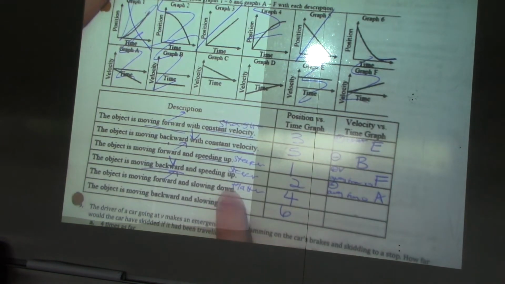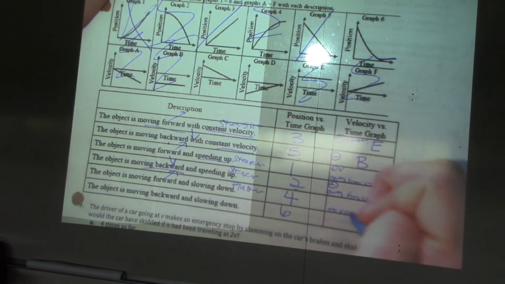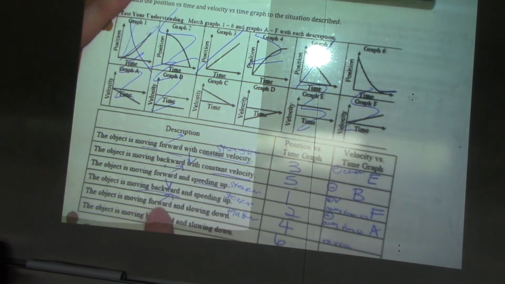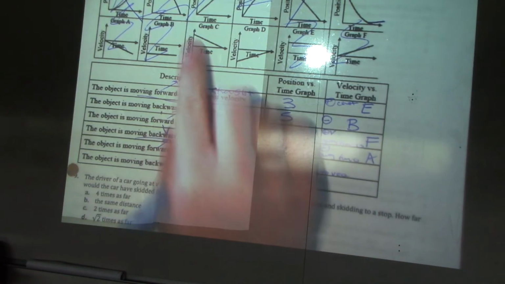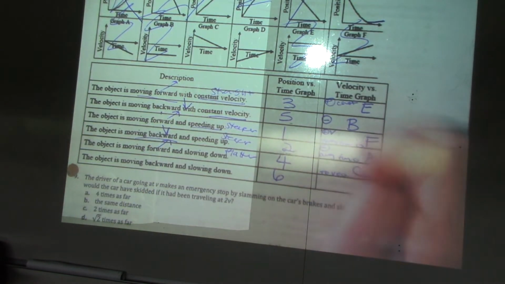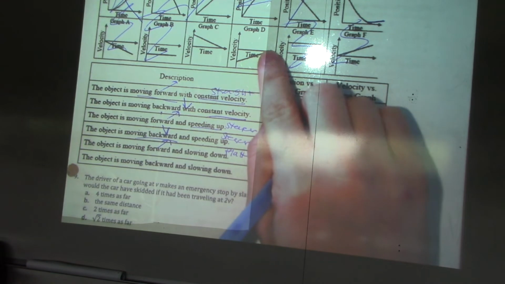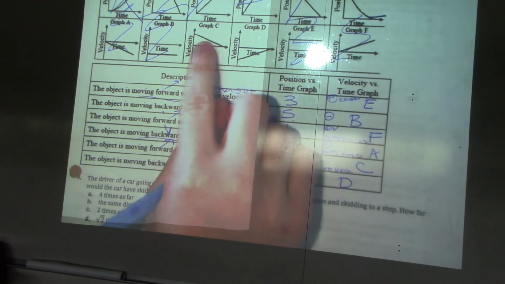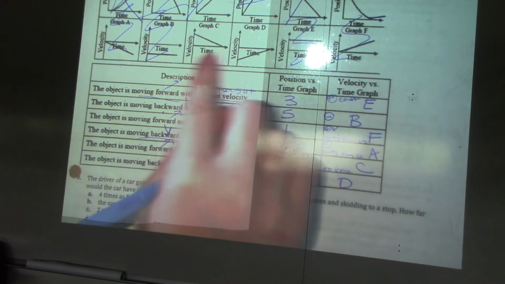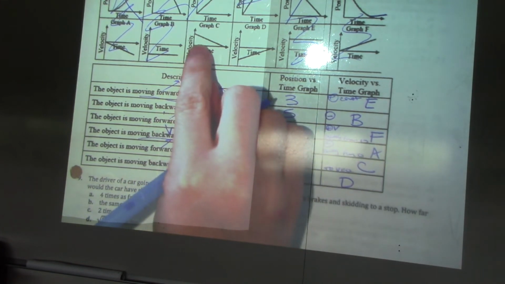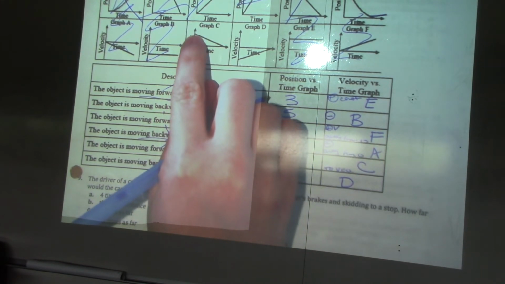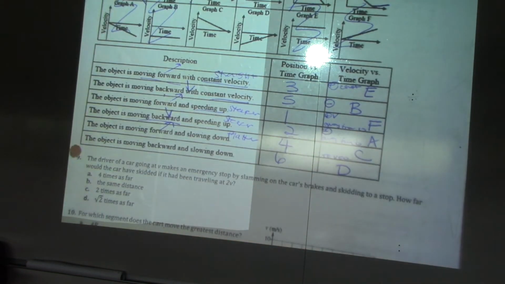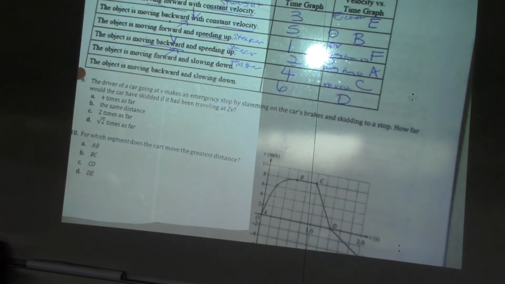Both of these are slowing down, which means they're going to v equals 0. Going forward is a positive velocity. The only one that's positive and going to 0 is c. And then moving backwards, negative velocity going towards 0 is d. If you're like, wait, but that's negative, actually, that's a negative slope, which means a negative acceleration, but the actual velocity values are positive numbers on this y-axis.